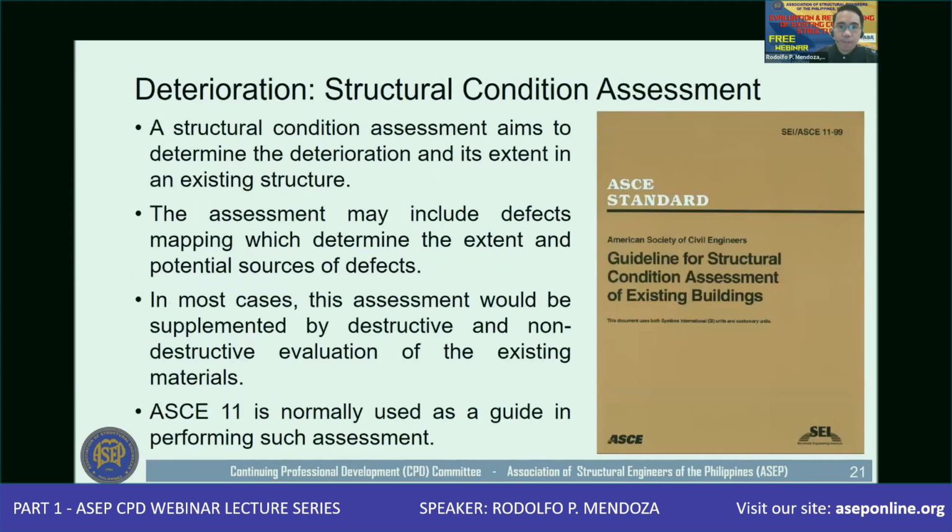Now, of course, if you are to conduct a structural condition assessment, again, the intent is to determine the source and extent of deterioration in an existing structure. In conducting a structural condition assessment, it is normally supplemented by destructive and non-destructive evaluation of existing materials. And in conducting such evaluation, the ASCE 11 is normally used as a guide in performing this assessment.